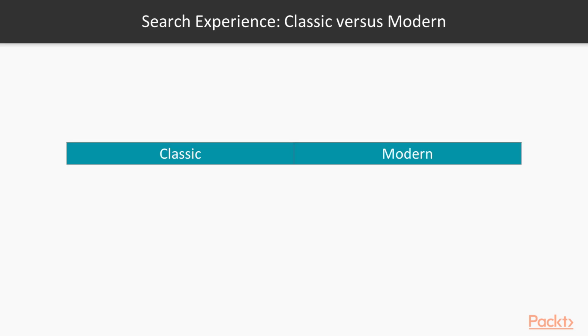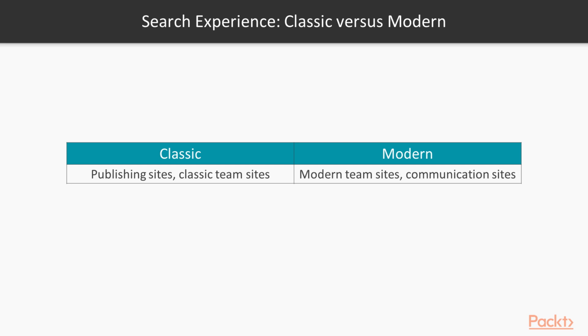Depending on the SharePoint experience you're using, certain features of search are available. If you're using publishing sites or classic team sites, you'll see the classic search experience. If you're using the modern team sites or communication sites, you'll get the modern search experience. A couple of key differences between the two experiences are the result sets when searching for content and the ability to customize the search experience.